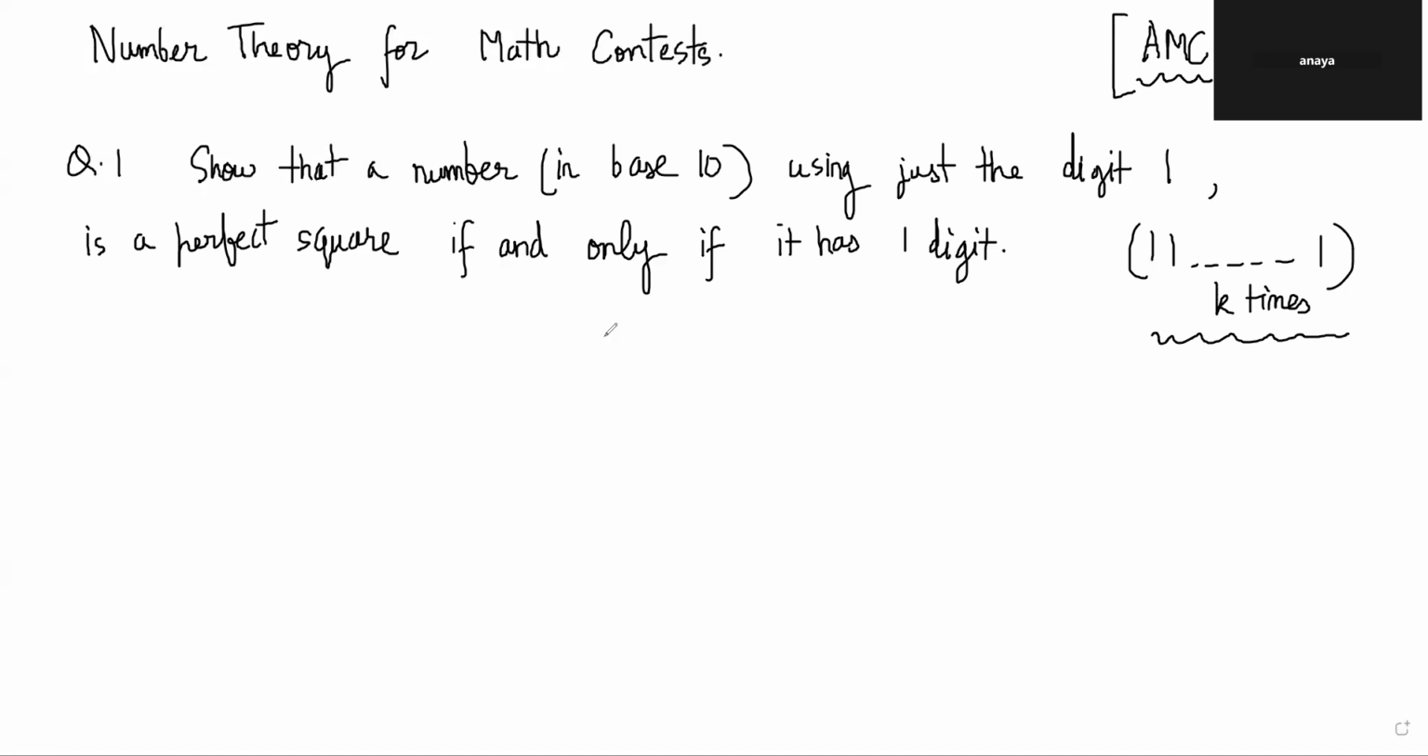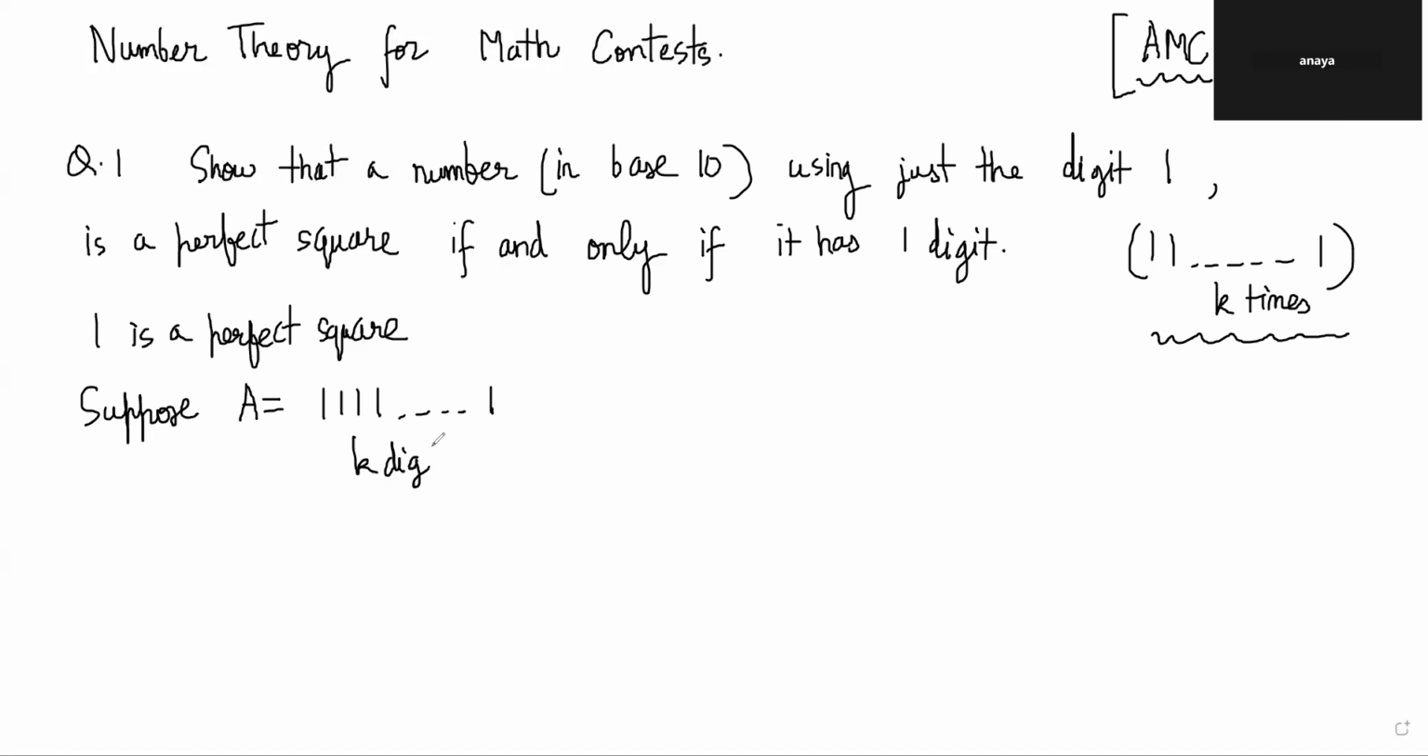Okay, so we'll try out this question. Obviously here we know that 1 is a perfect square. We can see small numbers like 11 and 111 are not perfect squares. But we want to prove in general that any number which has more than one digit and just ones will not be a perfect square. So suppose A has 1, 1, 1, 1 and so on, k digits, where k is greater than or equal to 2.